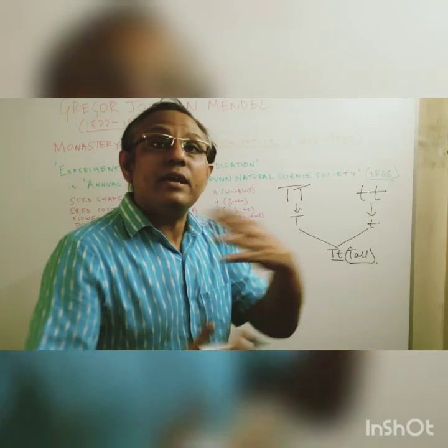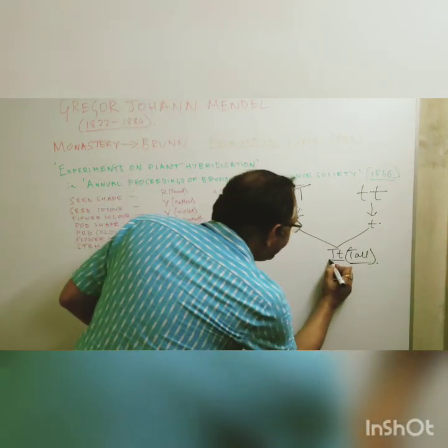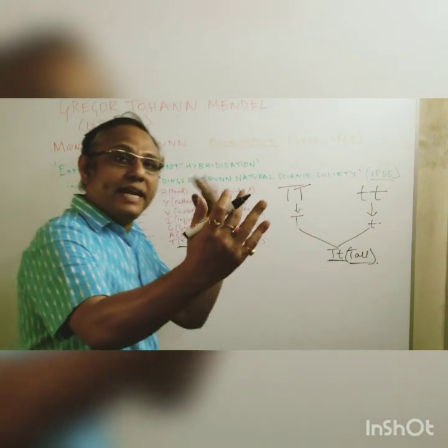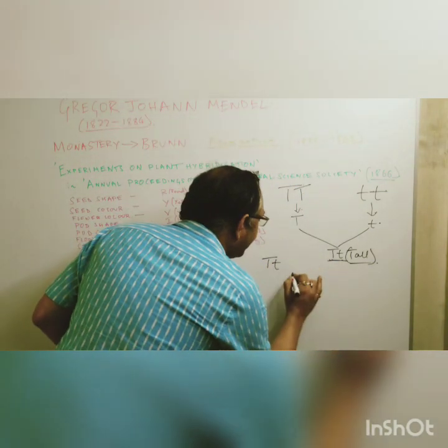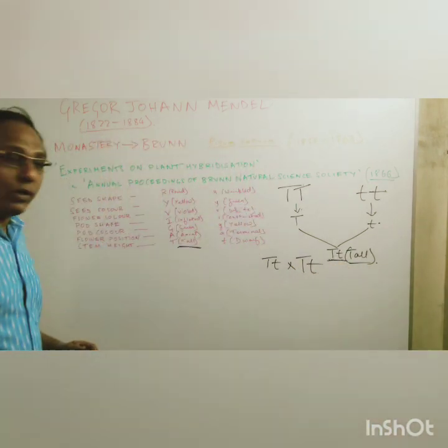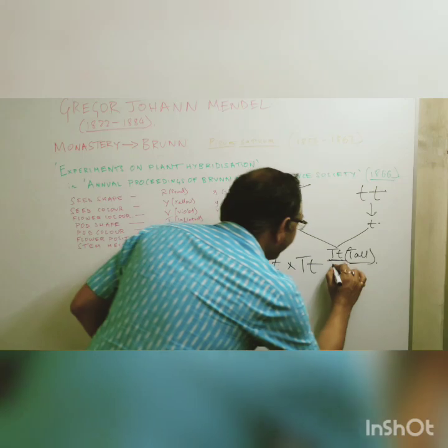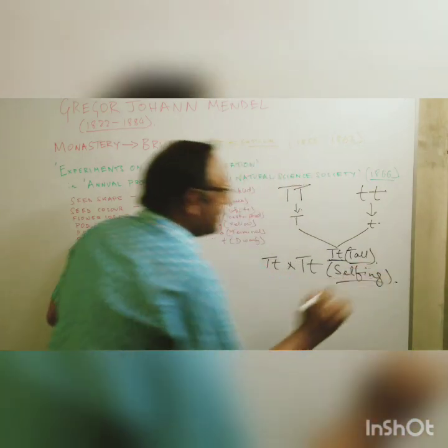So he started doing more experiments. So what did he do next? He took these tall plants and he interbred them. He crossed them, capital T small t into capital T small t. This is called selfing. This is known as what? It is known as selfing.